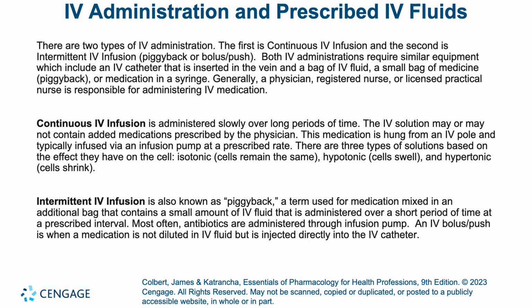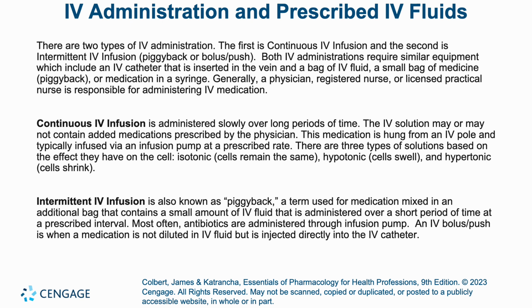Continuous IV infusion is administered slowly over long periods of time. The IV solution may or may not contain added medications prescribed by the physician. This medication is hung from an IV pole and typically infused via an infusion pump at a prescribed rate. So for example, a pretty common order is 150 mLs per hour.